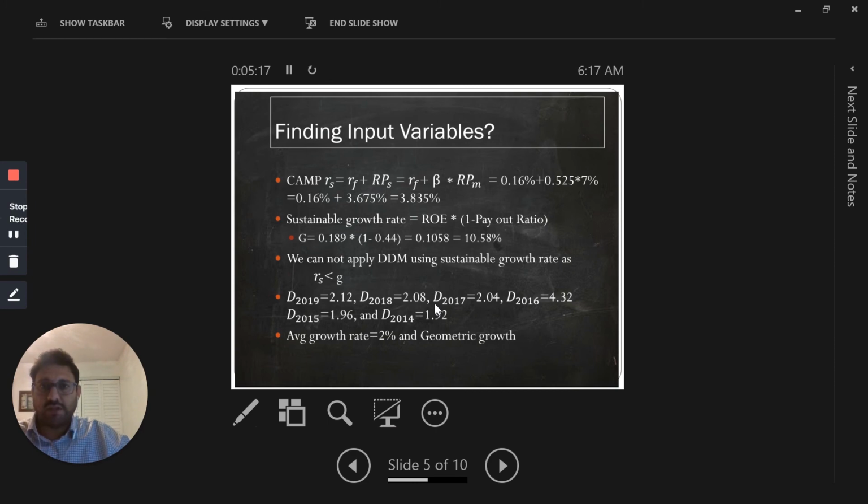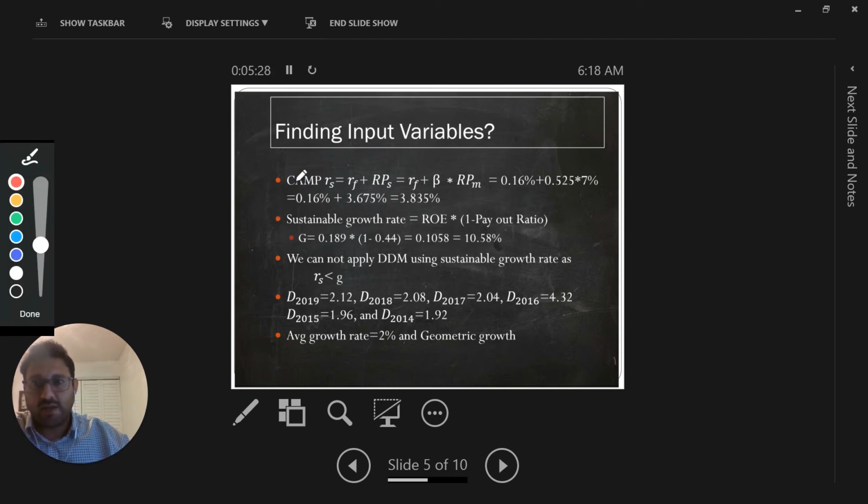So let's start with the required rate of return. Again, we use the capital asset pricing model. It's not CAM, it's actually the CAPM, right? So it's not CAP. This is actually the CAPM, capital asset pricing model, not the CAMP.